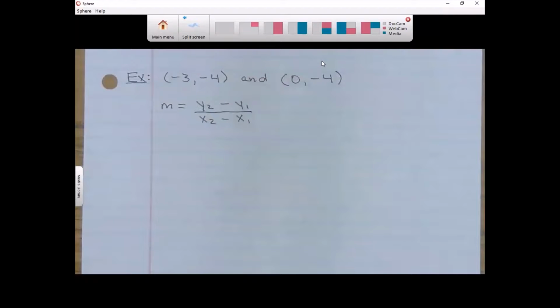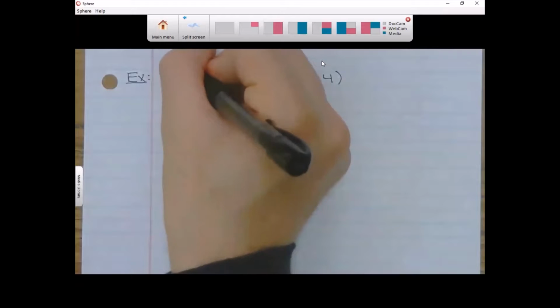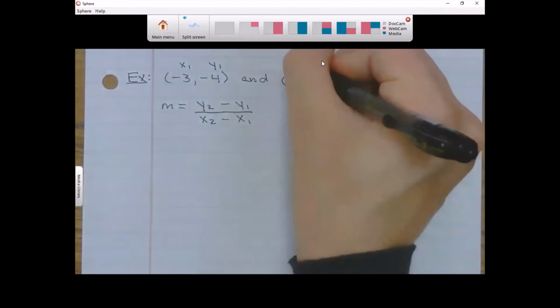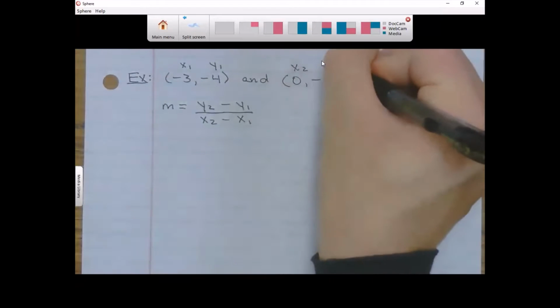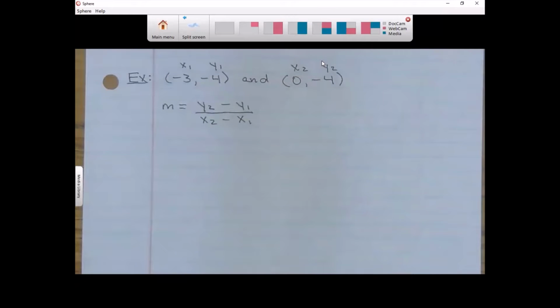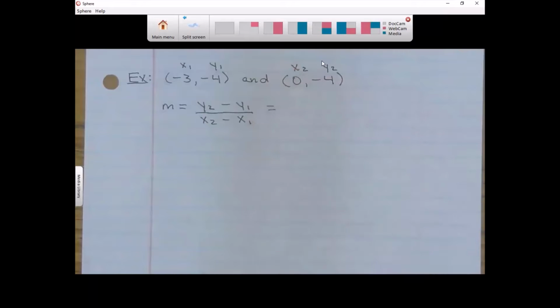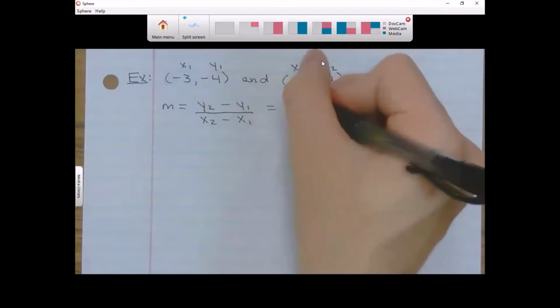So now, labeling my 2 points, I know that the first point is going to be x1, y1, and then my second point is going to be x2, y2. So now I know what my 4 numbers are going to be. I'm going to subtract the y's on the top.